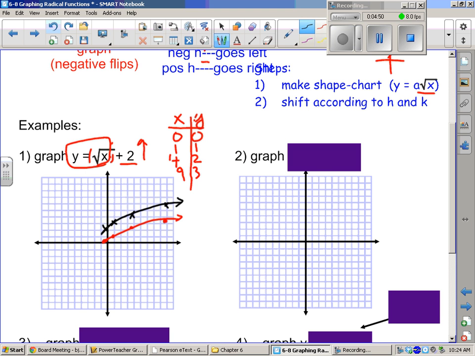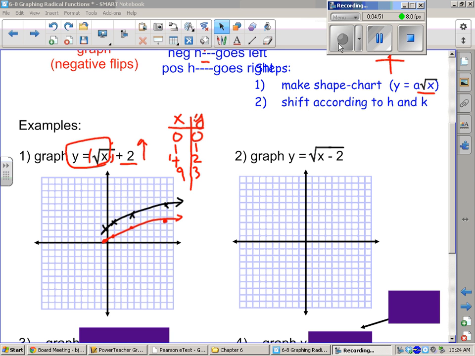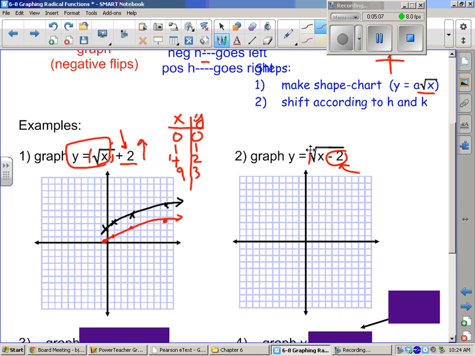All right. Okay, let's go to the next one. All right, here's another one. Now wait a minute. That's got the same A as before, so couldn't we just use the same chart you just made? One big difference is this is outside the radical, this is inside the radical. So that is h. This is an h.